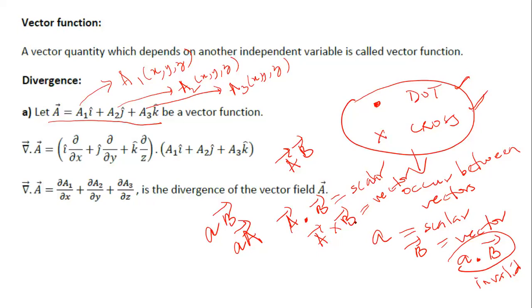Now let's get back to divergence. So divergence is when you have a del operator dot with another vector function. So this is your del operator: del upon del x, del upon del y, del upon del z. And when this del operator operates on another vector function using this dot product, there is a dot sign here, if you can see that, the operation is called divergence of the vector field A.